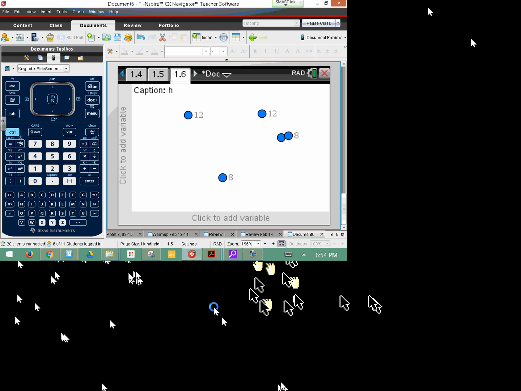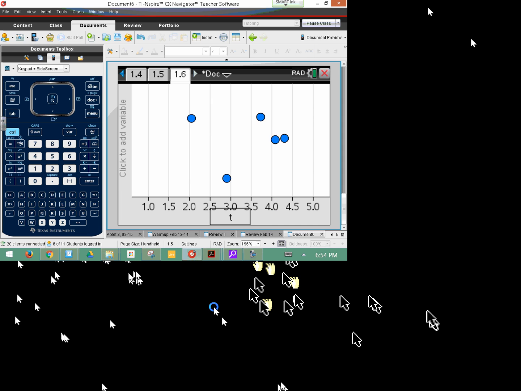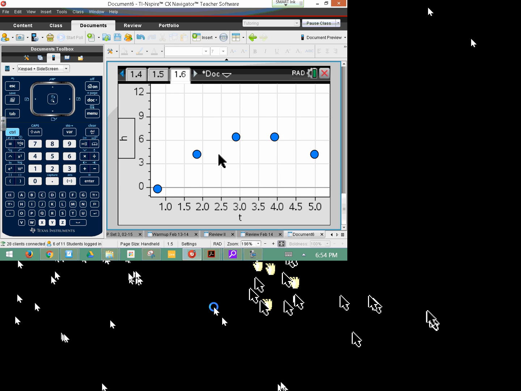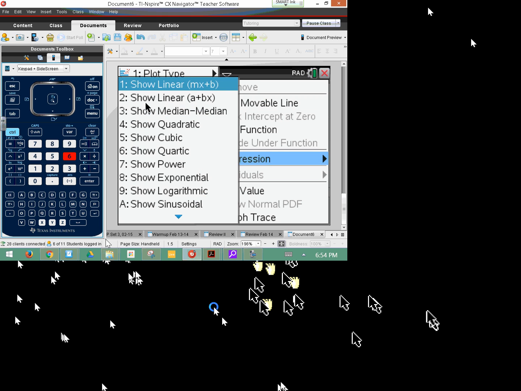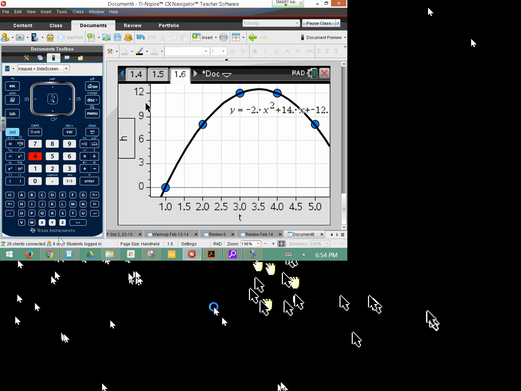Then I press enter, and now I'm going to let my timeline be my x-axis, which makes sense, and then my height will be my y-axis, and there's my graph. So those are the measurements of the height. Let's do a quadratic regression to see the curve. Menu, 4, 6, and then 4 again. And there is our graph.